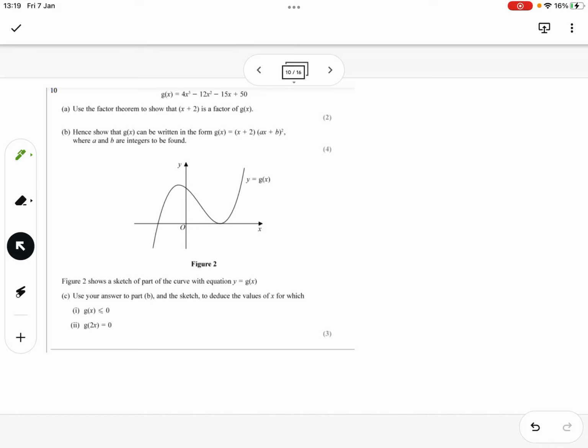Okay, same again, pause this one. This is our December mock, but pause it if you want to have a go at the question yourself.